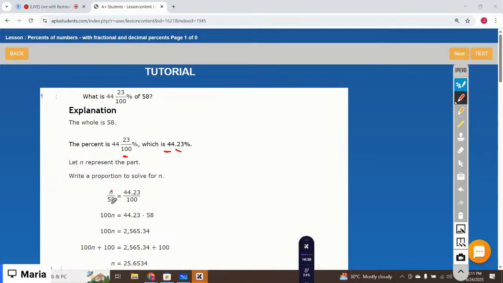Now make a proportion: n divided by 58. We need to calculate the part of 58, that is 44.23%. So that is the part divided by the whole number, 58, equals the percent, 44.23 over 100. Just solve for n, cross multiplying. That means 44.23% of 58 equals 25.6.